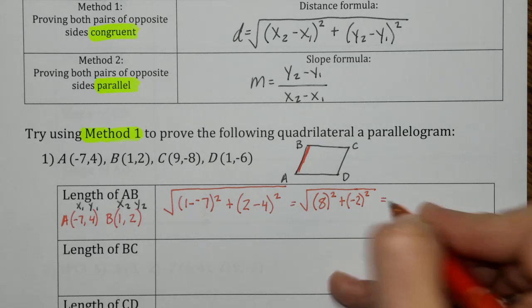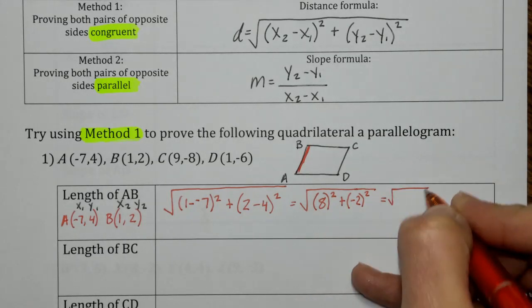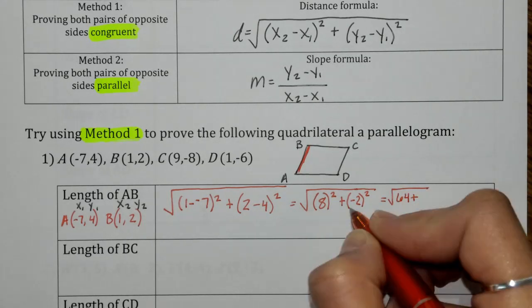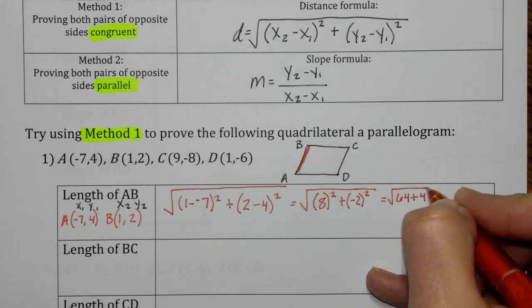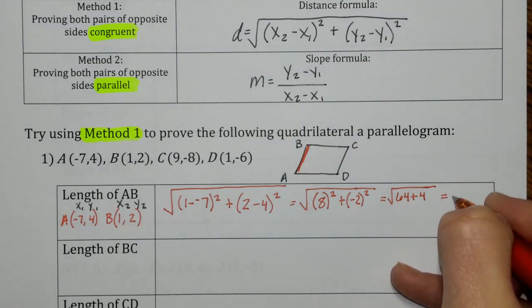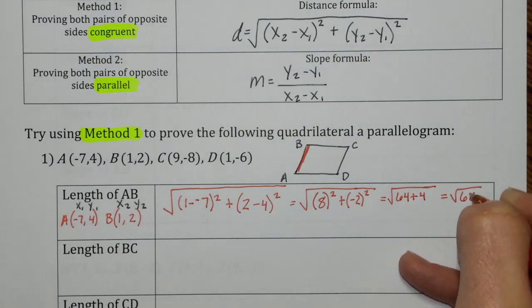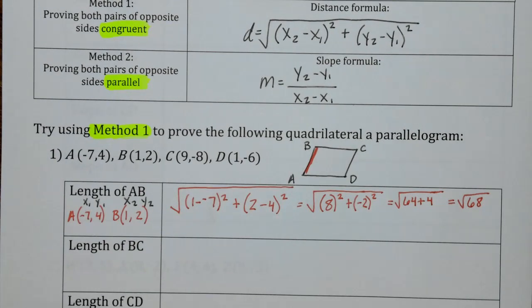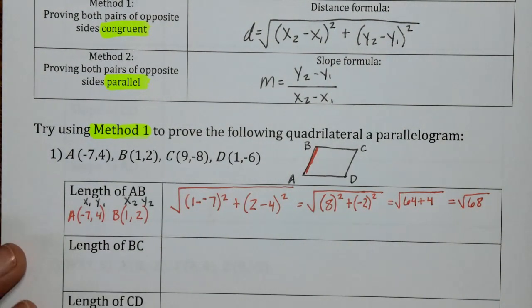So now going to the next step, 8 squared is going to be 64, plus -2 squared is a positive 4. Any negative number squared is a positive. It's negative times a negative. So then we end up with the square root of 68. Generally at this point, I would tell you to simplify it. We've already done a lot of work, okay? So let's just go ahead and move forward.